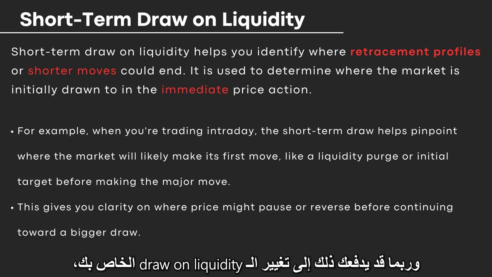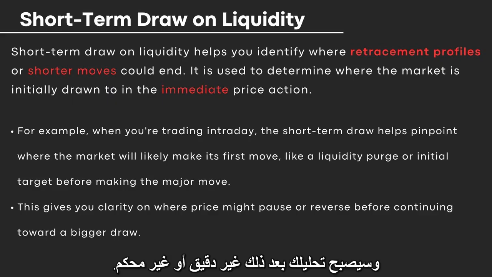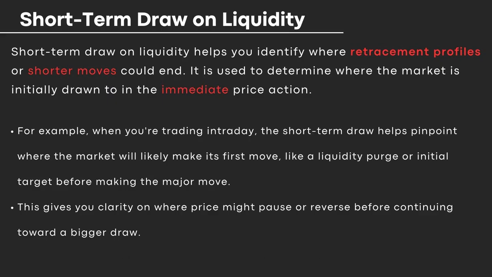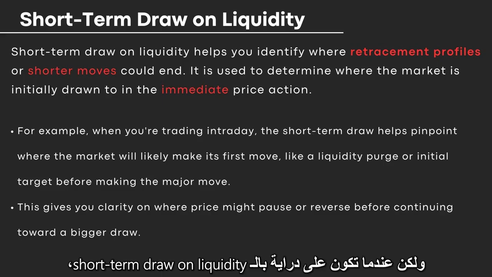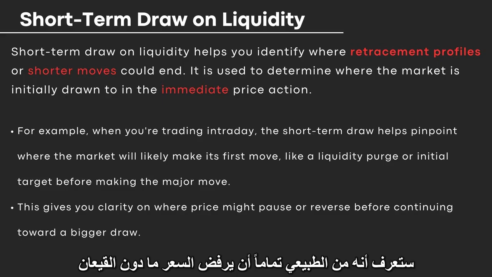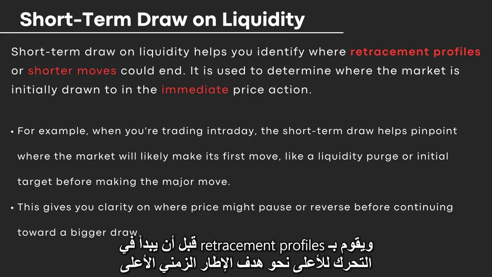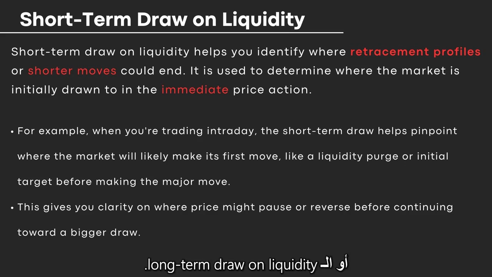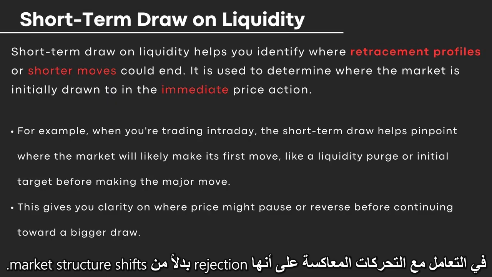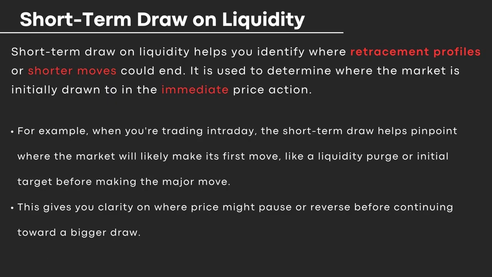And maybe that would even make you change your drawn liquidity, and your analysis would then become inaccurate or imprecise because you got afraid by retracement profiles. But when you are aware of short-term drawn liquidity, then you would know that it's completely normal for price to reject below lows and make retracement profiles before it starts moving higher towards the higher time frame objective or long-term drawn liquidity, right? And you would start treating these counter moves as a rejection rather than market structure shifts, right? And you would become a lot more aware and gain a better understanding of the market dynamics.